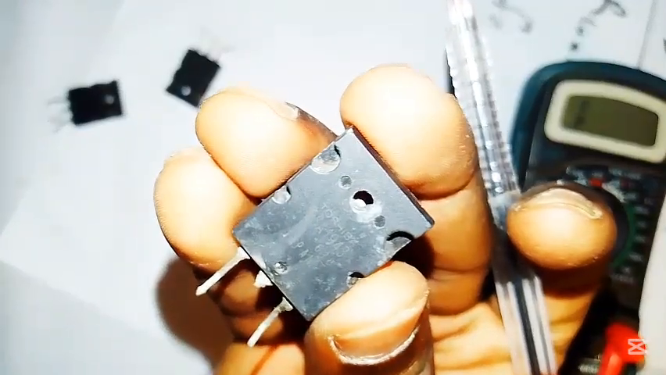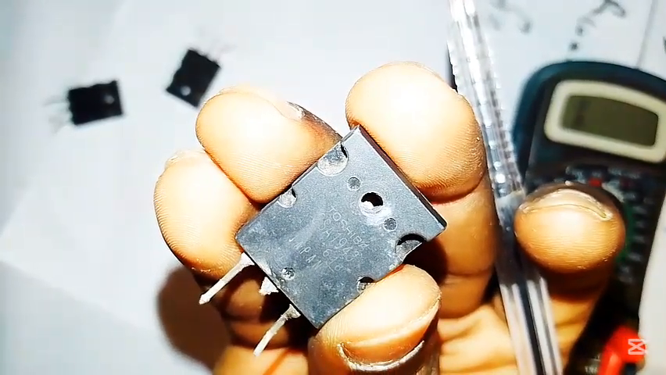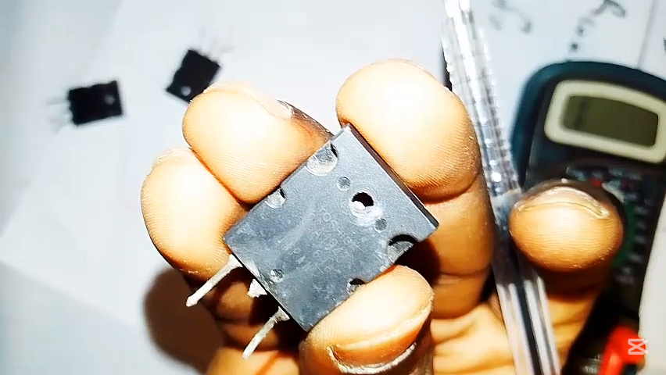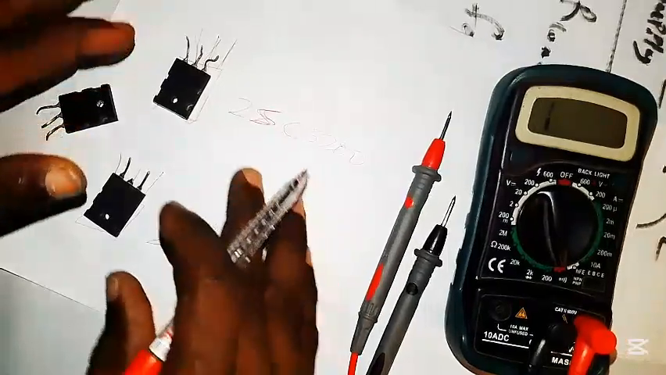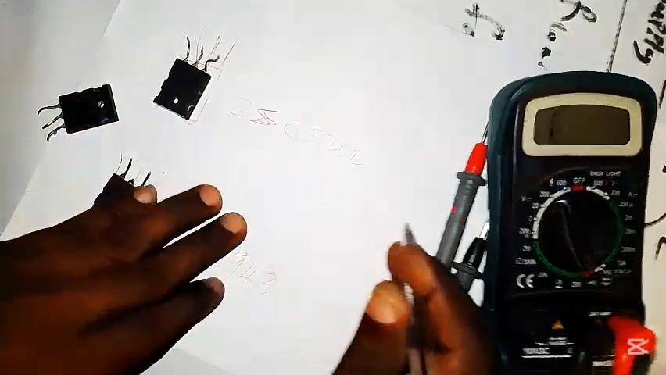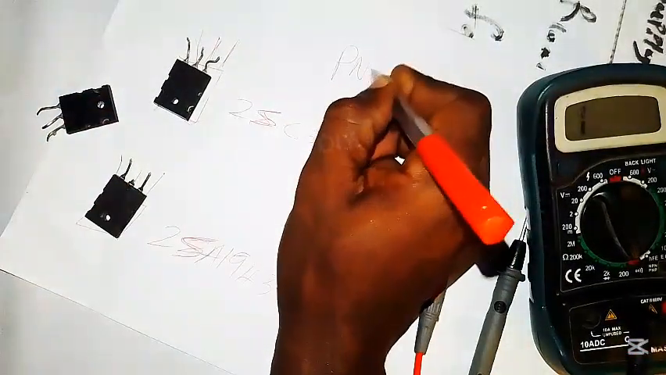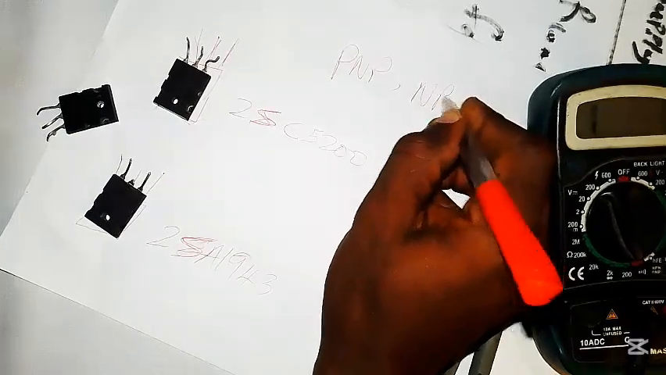Okay, so look at this one. This is 2SA1943. Okay, 1943. So we don't know which one is NPN and which is PNP. Remember, this is PNP, NPN.